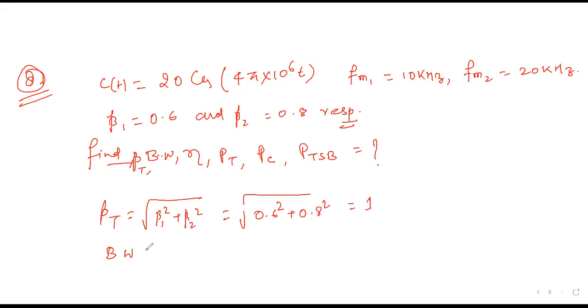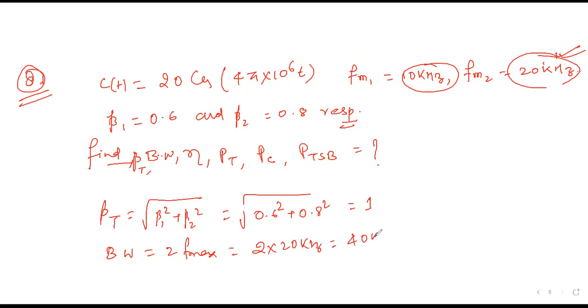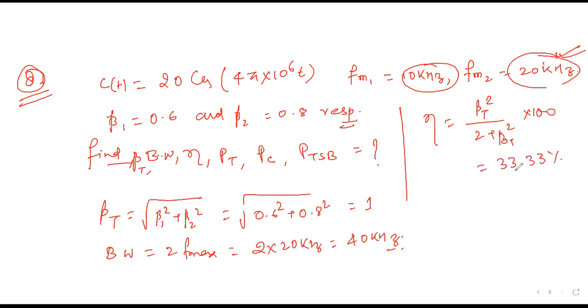What's the bandwidth? Twice of f maximum. So what is f maximum, 10 kilohertz or 20 kilohertz? This is 20 kilohertz. So twice of 20 kilohertz is 40 kilohertz. What's the efficiency? Beta t square upon 2 plus beta t square, into 100, and this is equal to 33.33%.